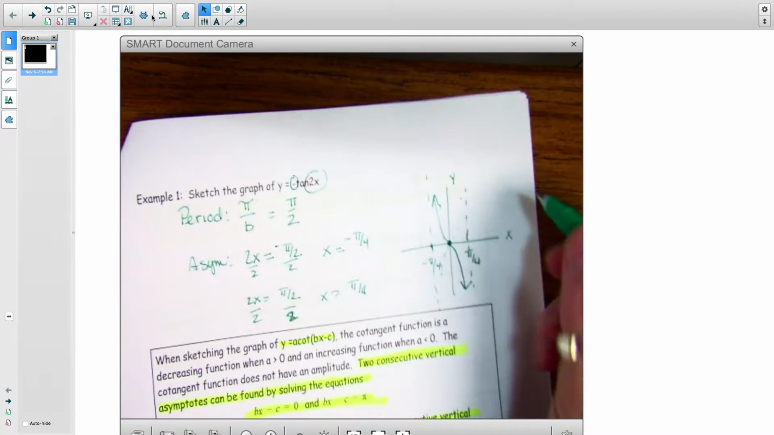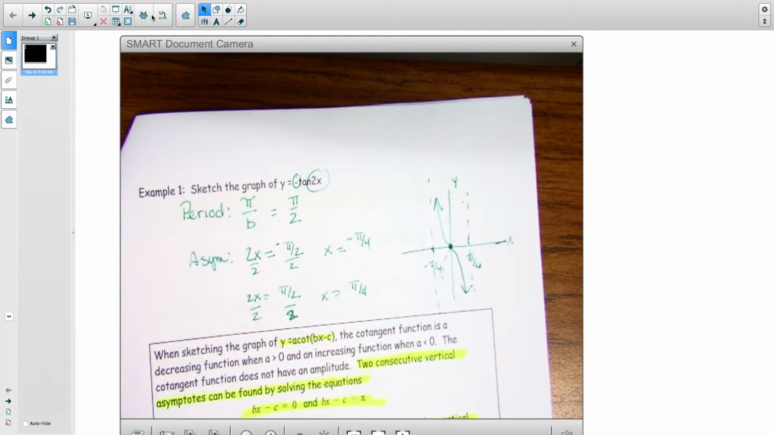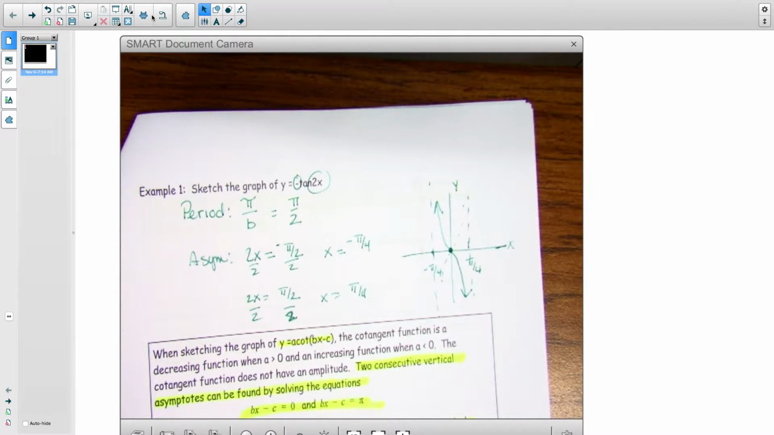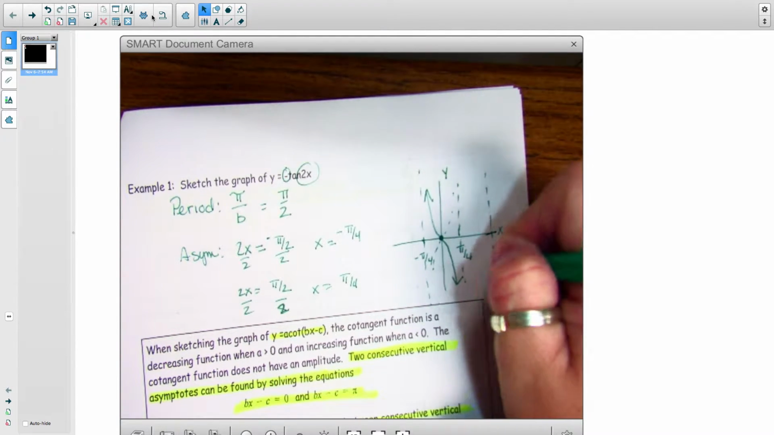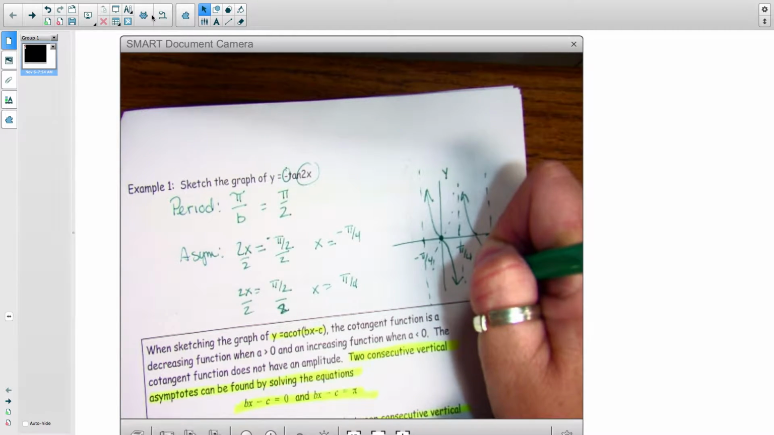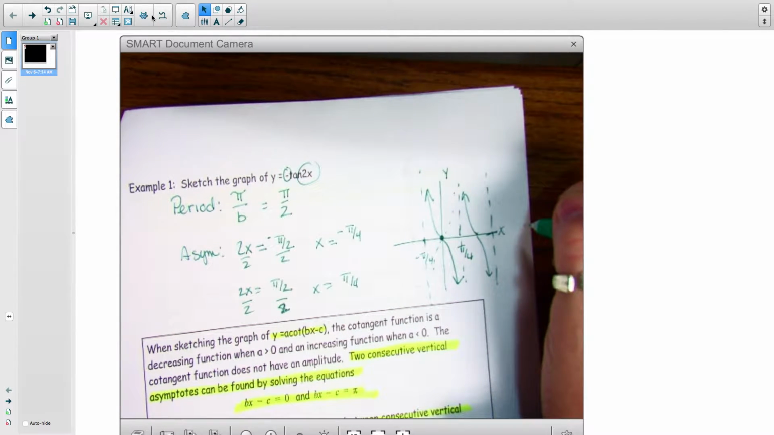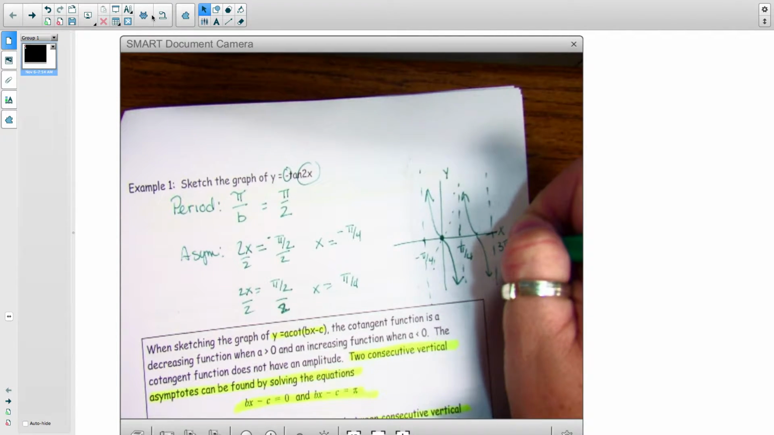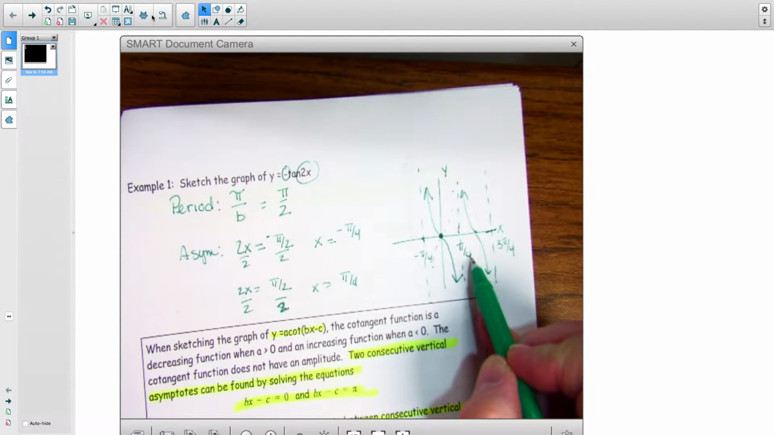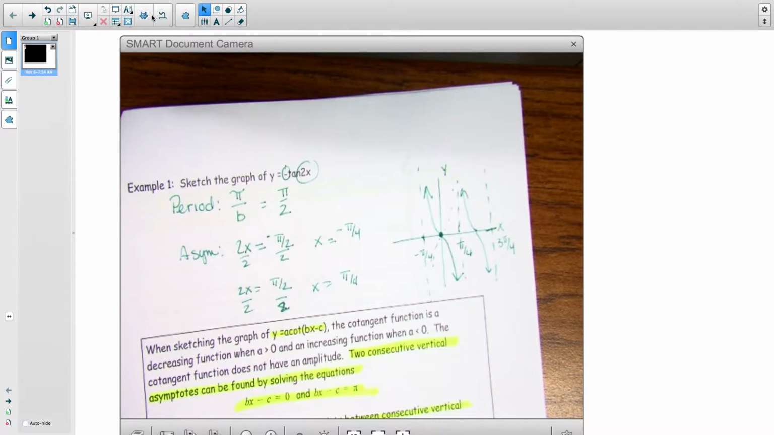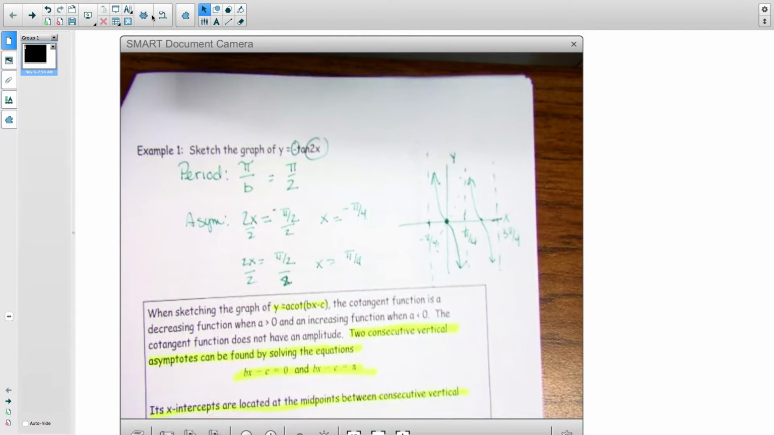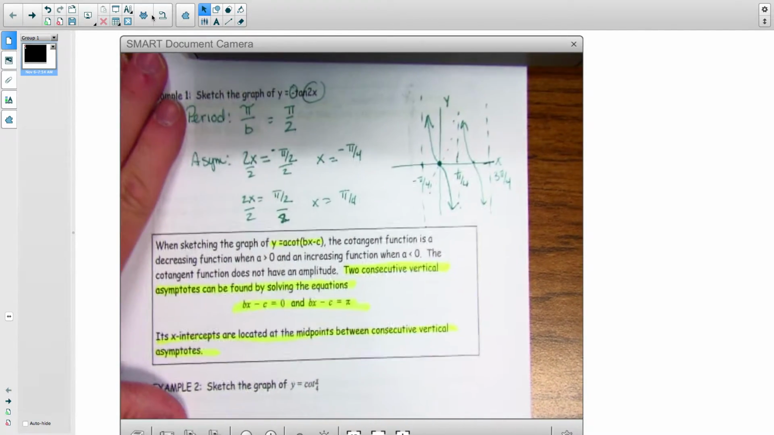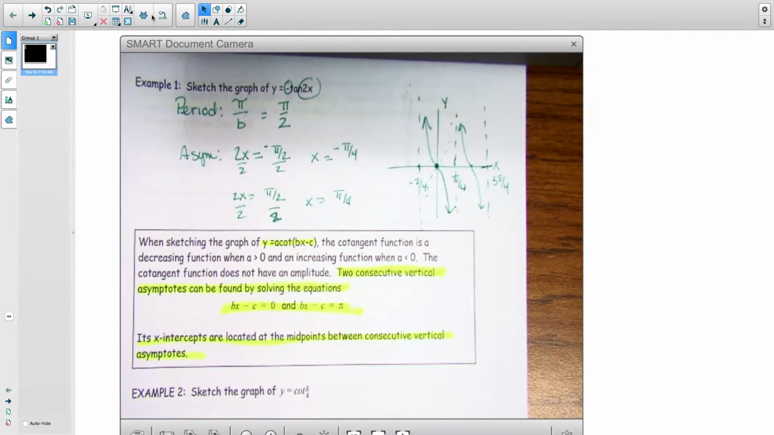Now what if I ask you for the next positive asymptote, what will it be? What was it? 3 pi over 4. It's pi over 4 plus pi over 2, so 1/2 plus 1/4. Questions on that one?